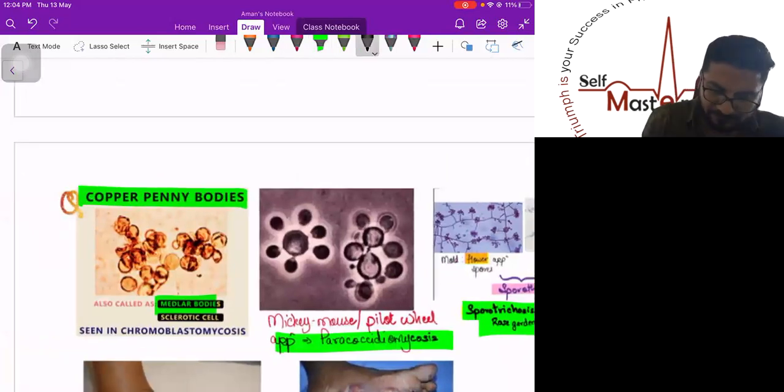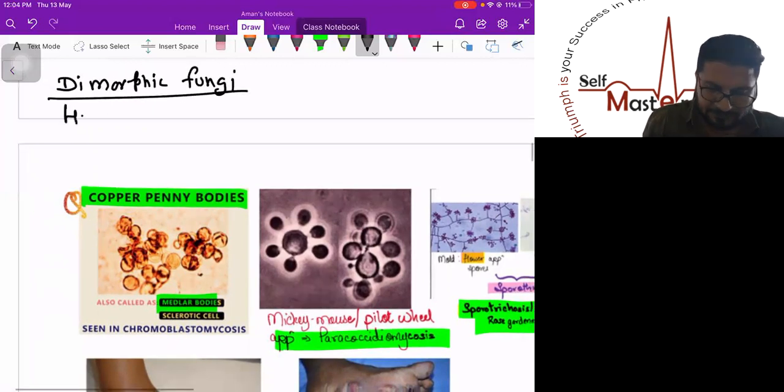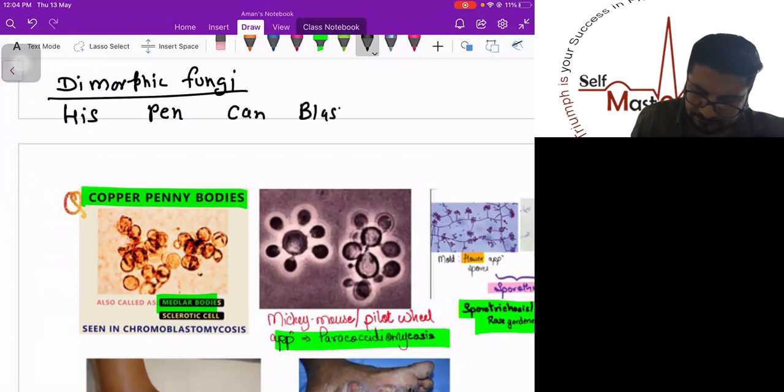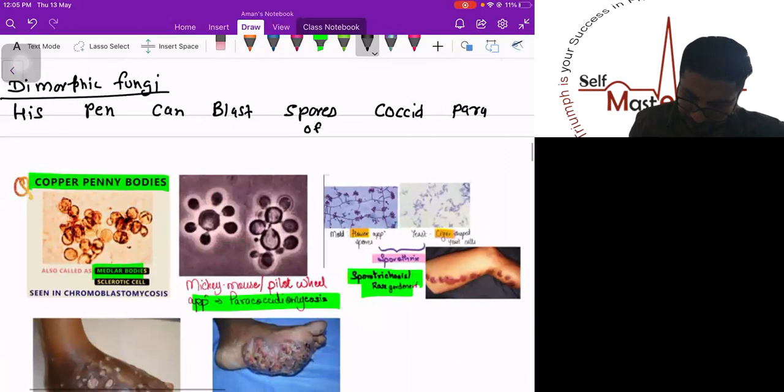They ask questions related to dimorphic fungi. So what are dimorphic fungi? If I talk about dimorphic fungi, understand this. You can remember this by the mnemonic: his pen can blast spores off, coccidioidomycosis and paracoccidioidomycosis.